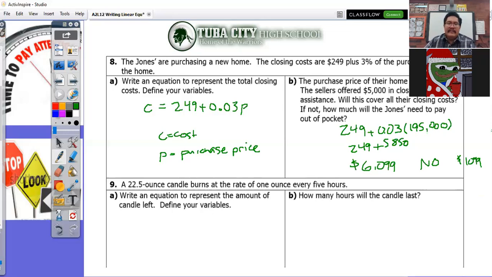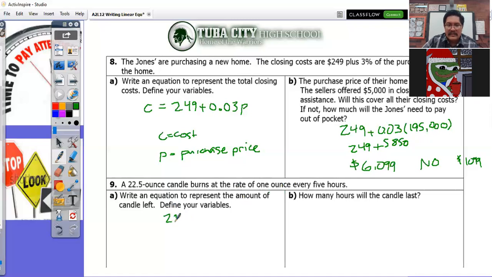All right, here we go, another one. A 22.5 ounce candle burns at a rate of 1 ounce every 5 hours. That makes sense. If you light a candle, it starts burning, and as it burns it gets shorter and shorter. So we have a candle that burns at a known rate. Write the equation of how much candle is left. Define your variables.